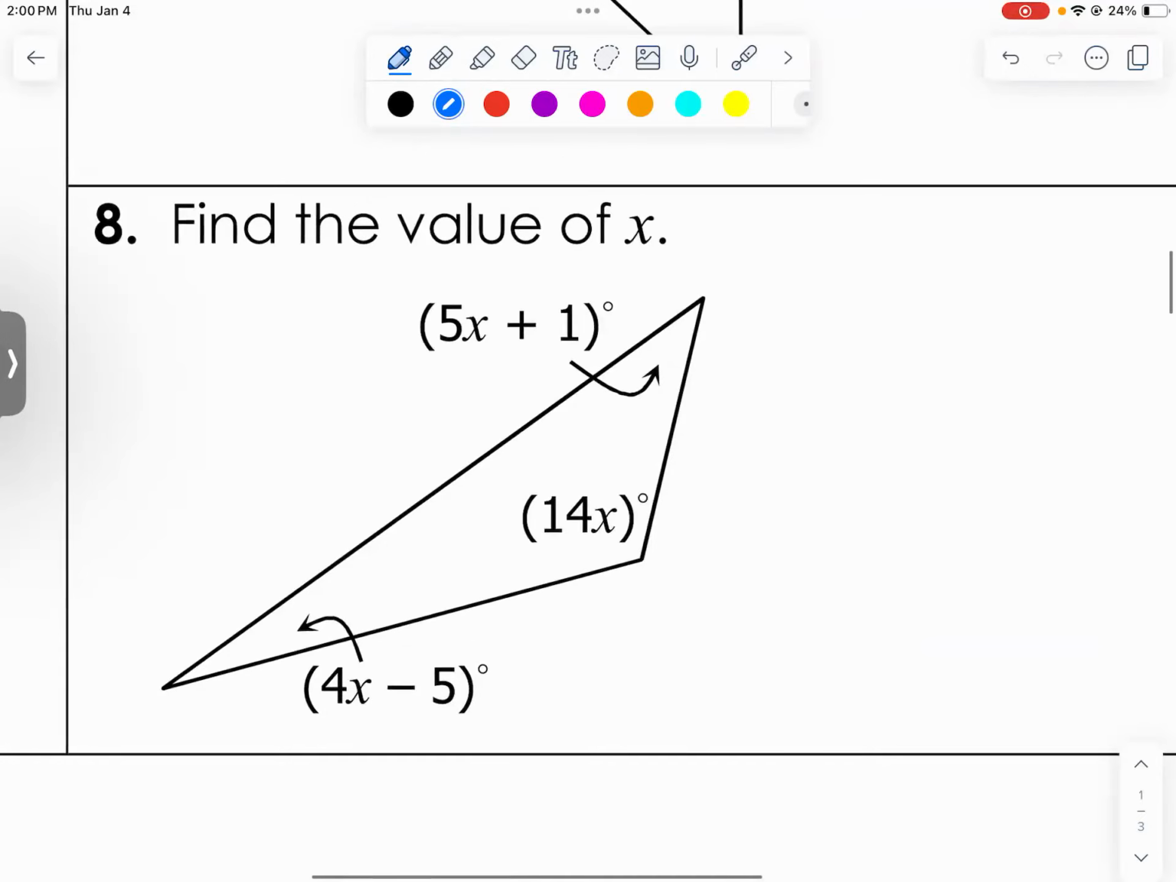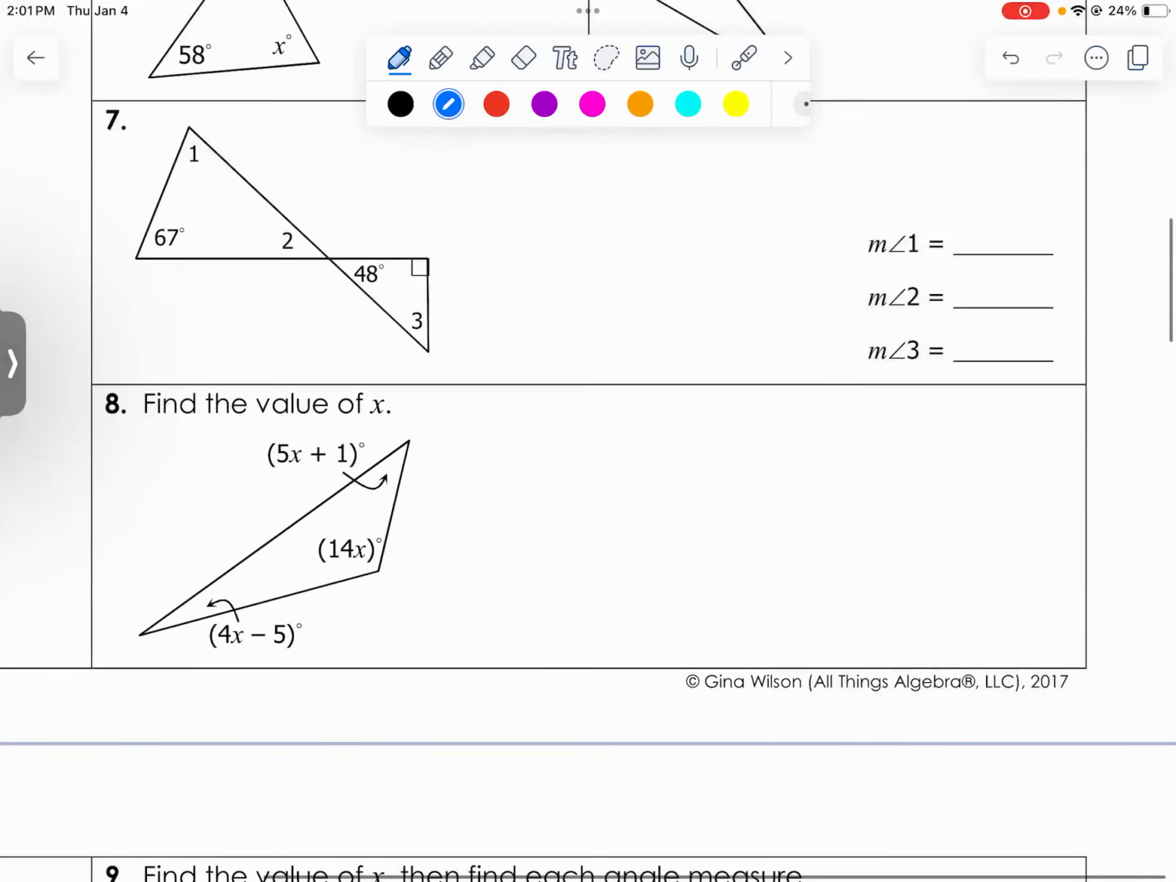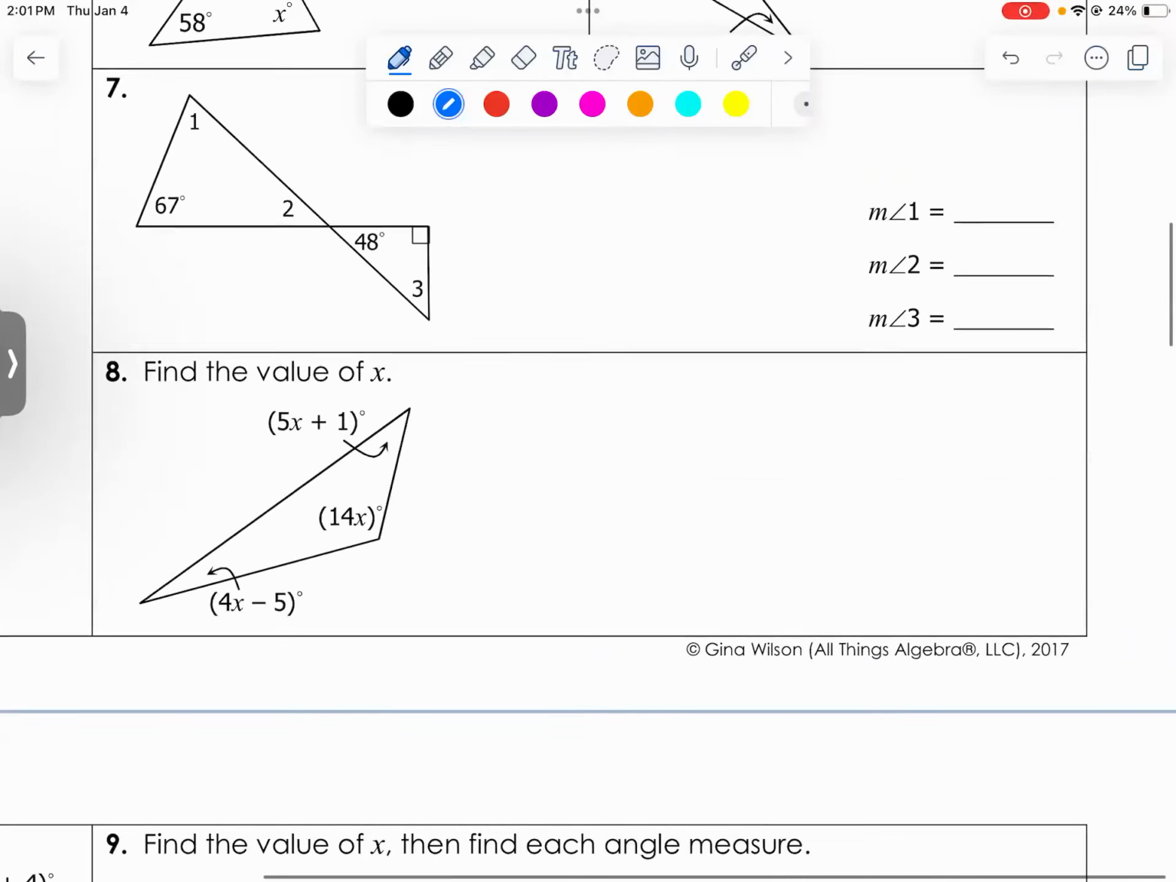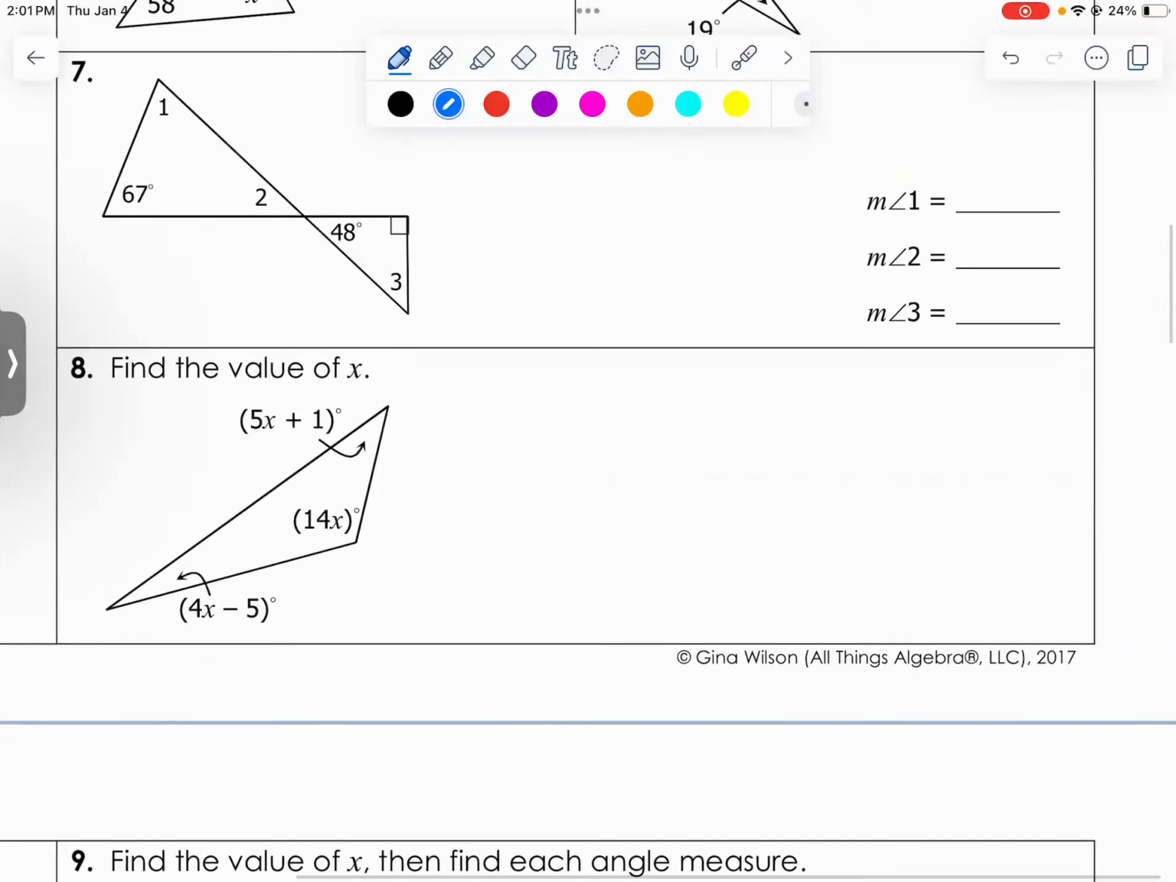Okay, so as I look around the room, it appears that a lot of us got X equals 8. Let's talk about that. So over here, who was in group number 8? Reese. What is this right here?